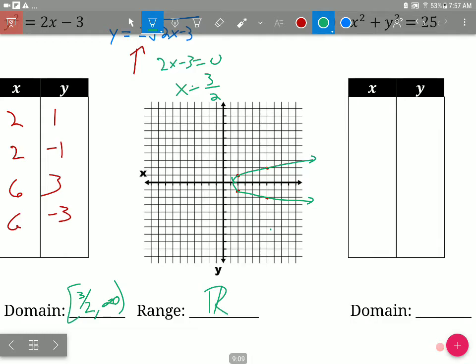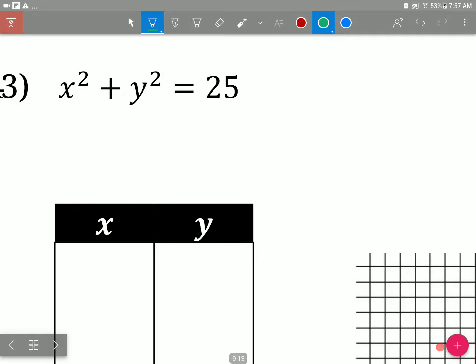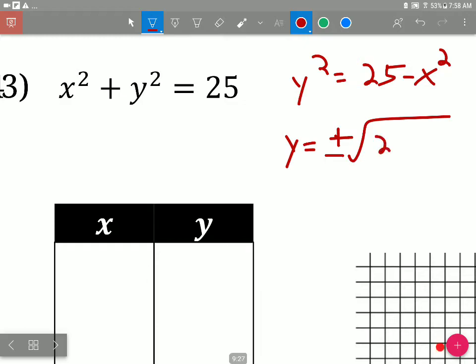All right, last but not least, this one right here. We have to solve for y so that we can do this. So first things first, we're going to move the x over. So that's y squared equals 25 minus x squared. Square root both sides, so y equals plus or minus the square root of 25 minus x squared. And we're going to put that in the calculator twice. Once it's a positive, once it's a negative.